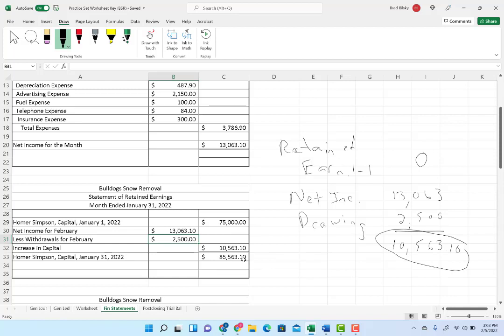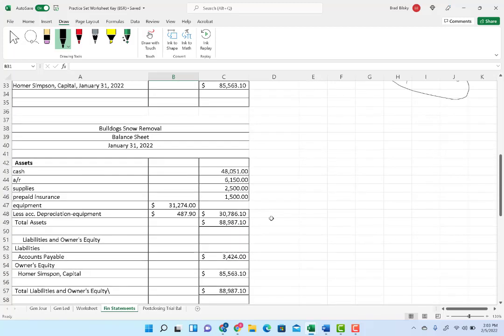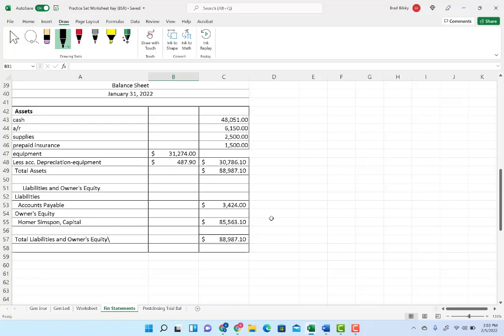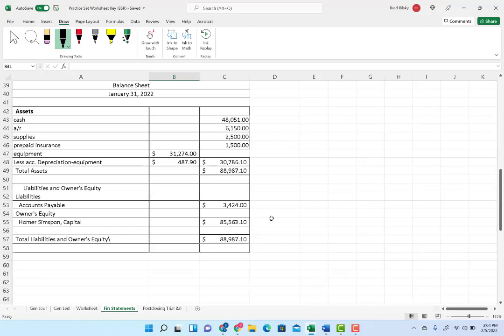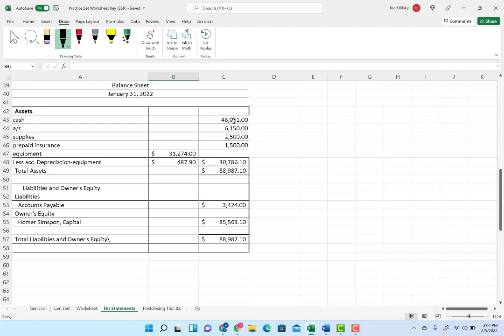So equity is just kind of the subdivision of capital and retained earnings. In this case, we're just combining them into one particular account. Notice the balance sheet. We're just taking our assets, liabilities, and equity, bringing them over. We have all of our assets listed first. Notice there's that equipment with the accumulated depreciation. So you've got to subtract the accumulated depreciation from equipment, get your subtotal. All of our assets come to 88,987.10.